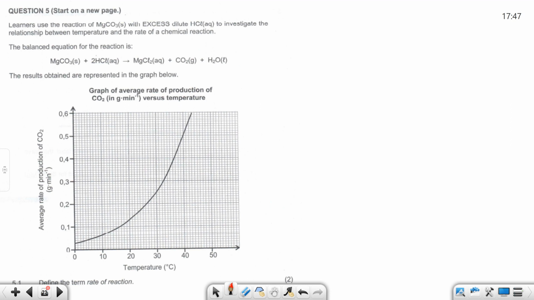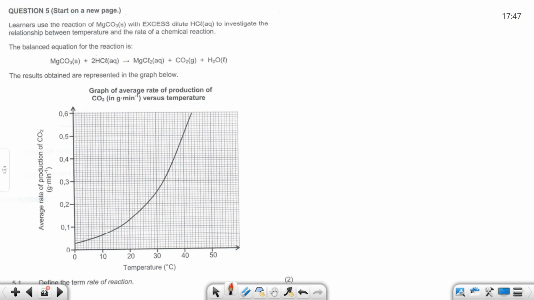Let us use the reaction of magnesium carbonate with excess dilute hydrochloric acid to investigate the relationship between temperature and the rate of a chemical reaction. The balanced equation for the reaction is given as that. The graph obtained is represented in the graph below. Now, the first thing that defeats you is we are not used to this graph. It's kind of different. Please check what's on the Y and check what's on the X.